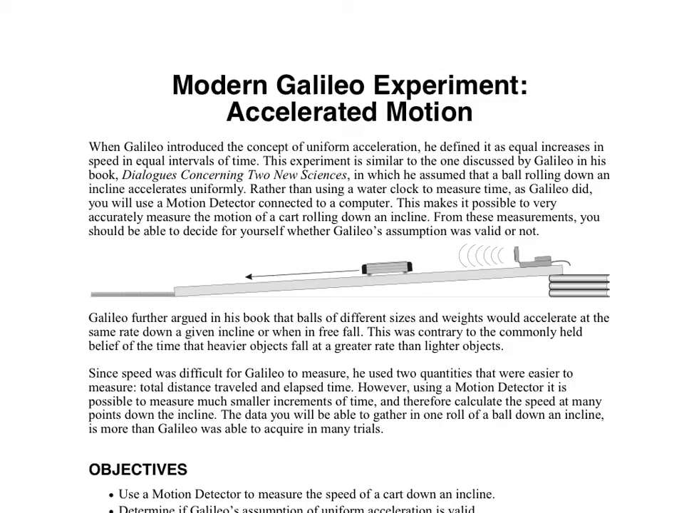So what I want you all to do is take a look at your lab handout for the modern Galileo experiment, accelerated motion, and I want to talk about how you're going to go about conducting this lab. If you take a look at the rubric, there's only a few things that you need. First of all, you do have to have a printout of the velocity time graph and the position time graph that you were able to save and maybe email to your group members over the last couple of days.